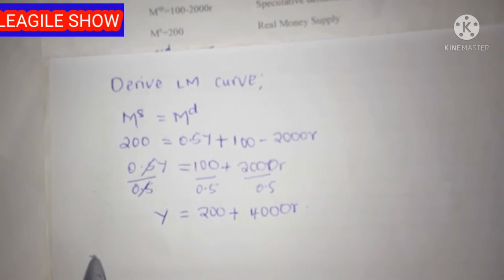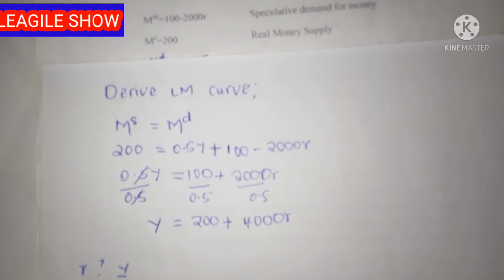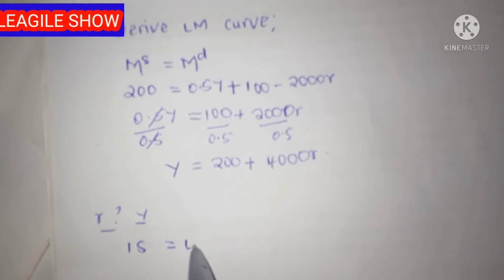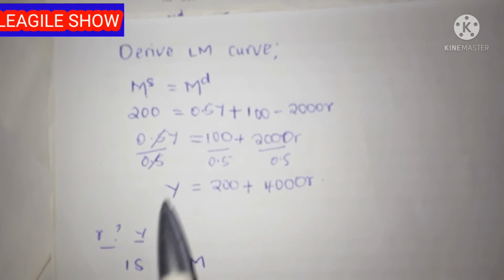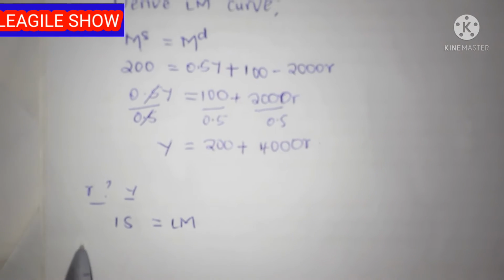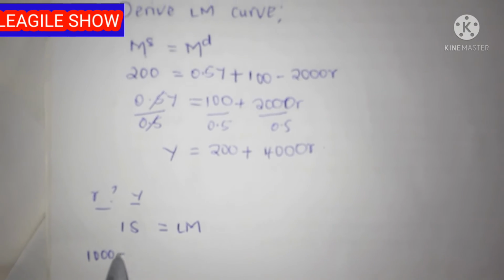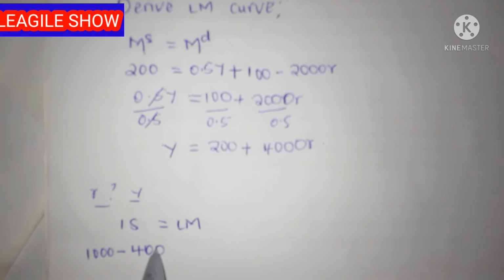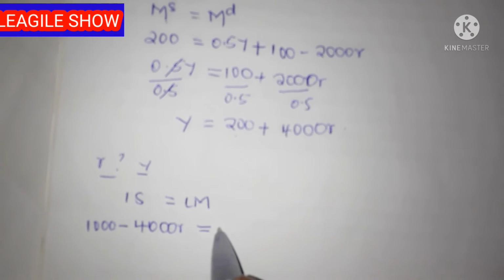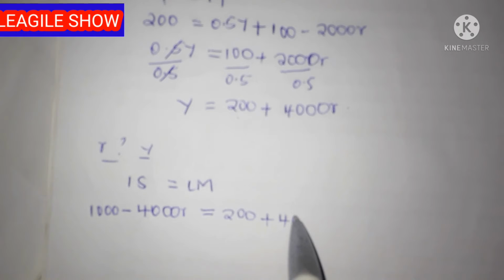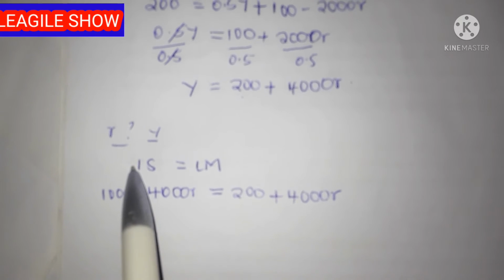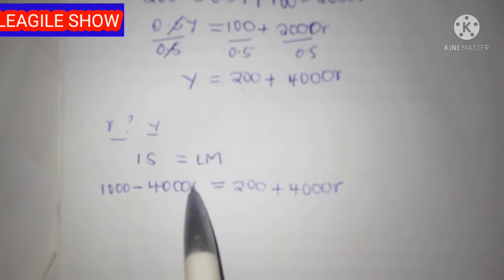Now for you to get the value of r and y, we'll have to equate these two equations. At equilibrium, IS will be equal to LM, and remember from our previous calculations, our IS value was 1000 minus 4000r. This is now equal to what we have here as the LM equation, which is 200 plus 4000r. Remember, if you missed the calculation on IS, please check on the video to see how we came to find 1000 minus 4000r.